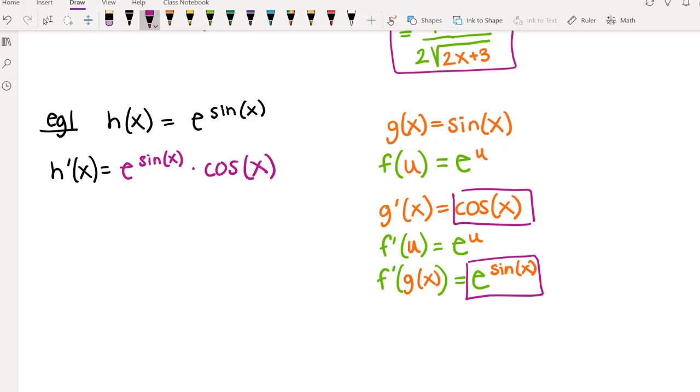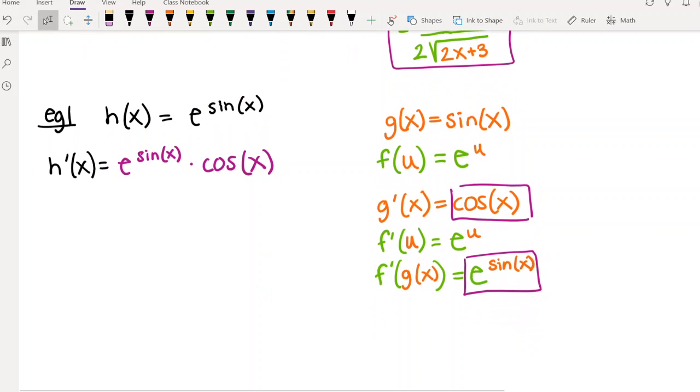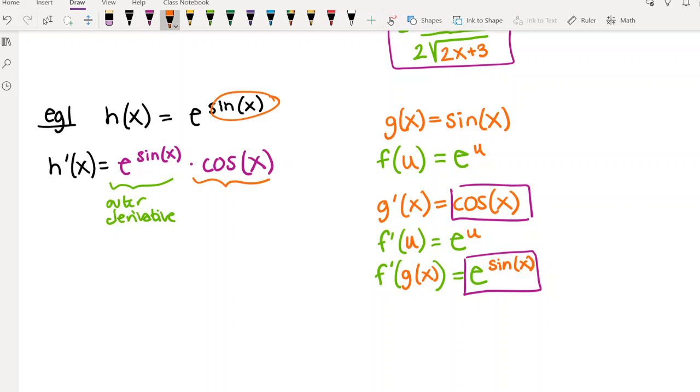So how would I think about this? Well, I would just think about taking the derivative on the outside. You're just taking the derivative of e to a power. The derivative of e to a power is always just going to be e to that same power. So this is our outer derivative. And then we multiply by the derivative of the inside function. In this case, it was sine of x. And so this is our inner derivative.